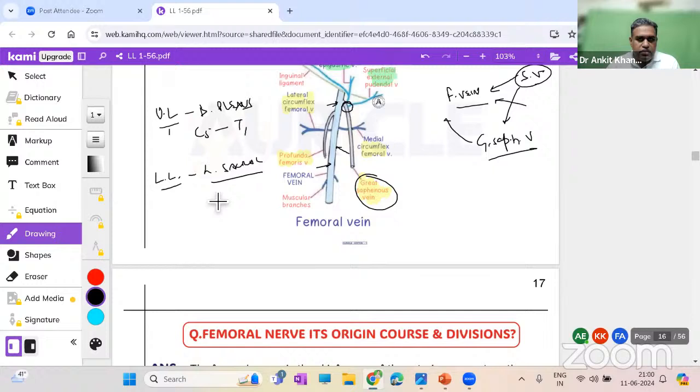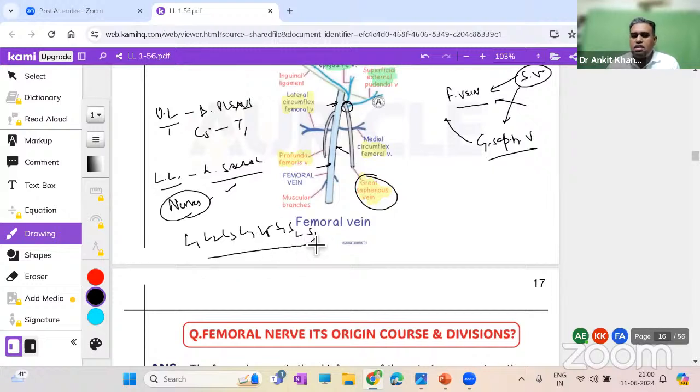Out of this lumbosacral plexus, all the nerves which you study over here are coming out of it. Like for example, in upper limb we discuss radial nerve, median nerve, ulnar nerve. They all were coming from the brachial plexus. Similarly over here. So you should know the root value of lumbosacral plexus. That is L1, L2, L3, L4, L5, S1, S2, S3.